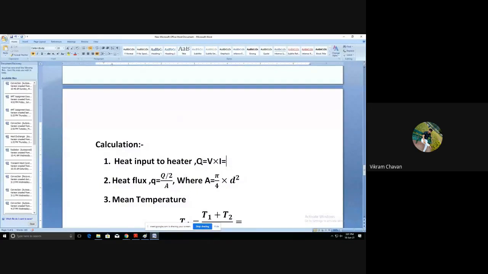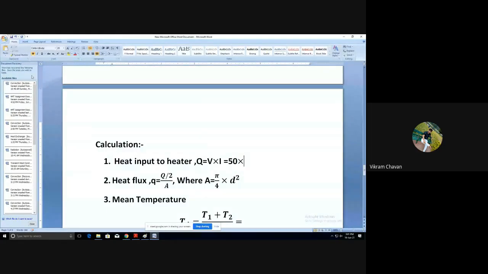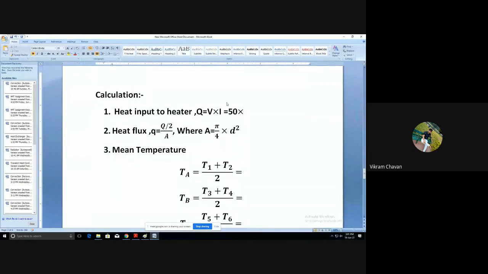So first calculation: heat input Q is equal to V multiplied by I. V is 50, multiplied by I, 0.437. Anybody do the calculation and tell me the value of Q. 21.85. Okay, this will be in watts.